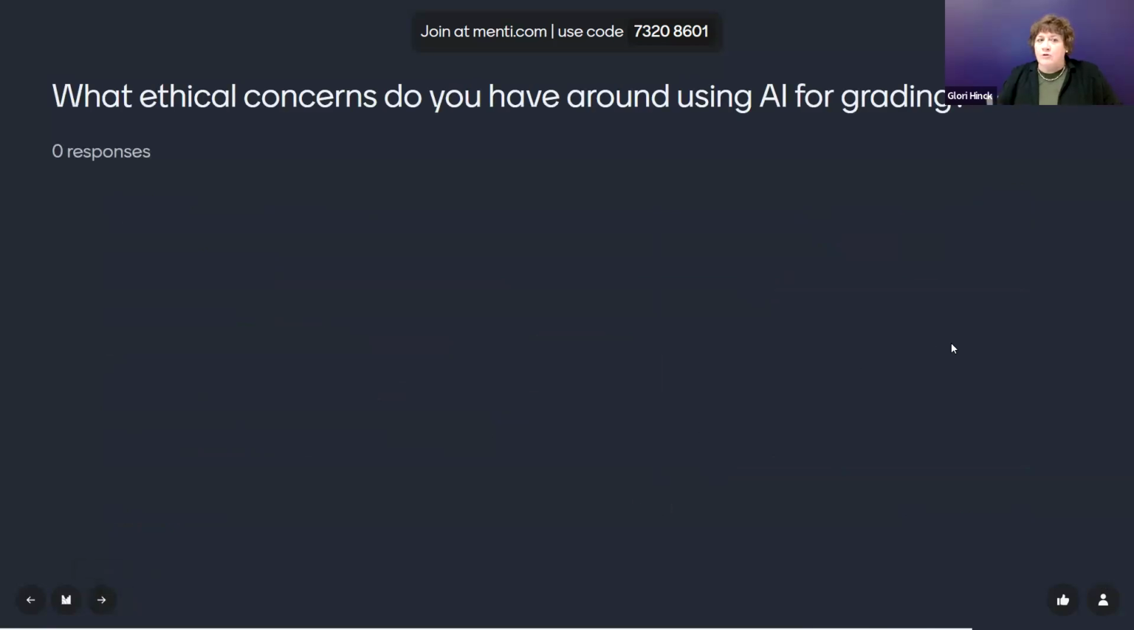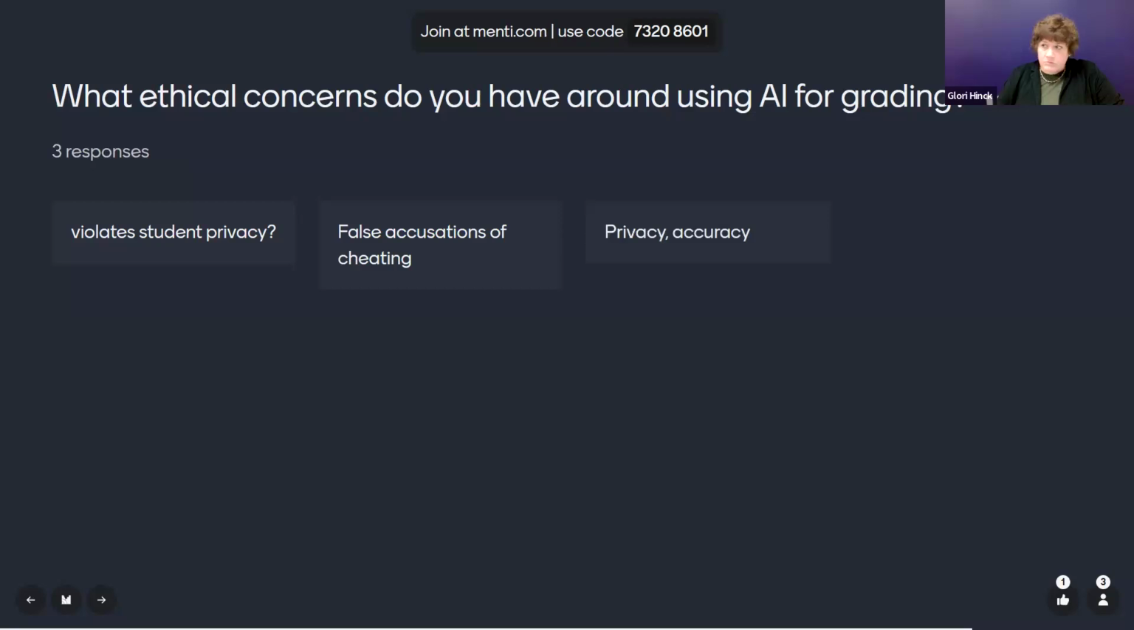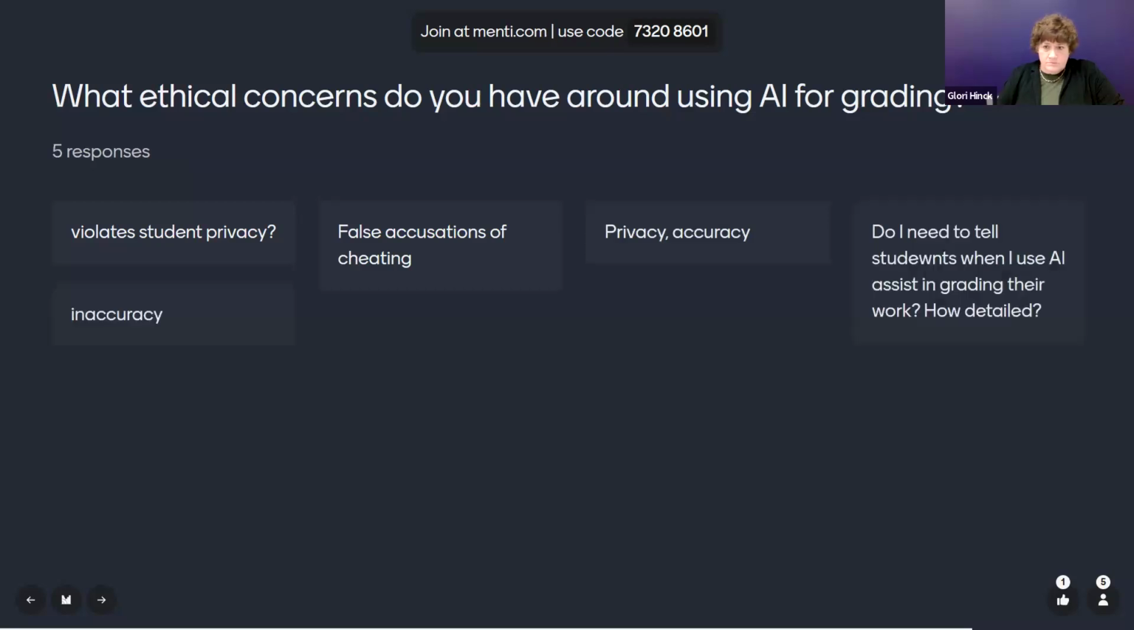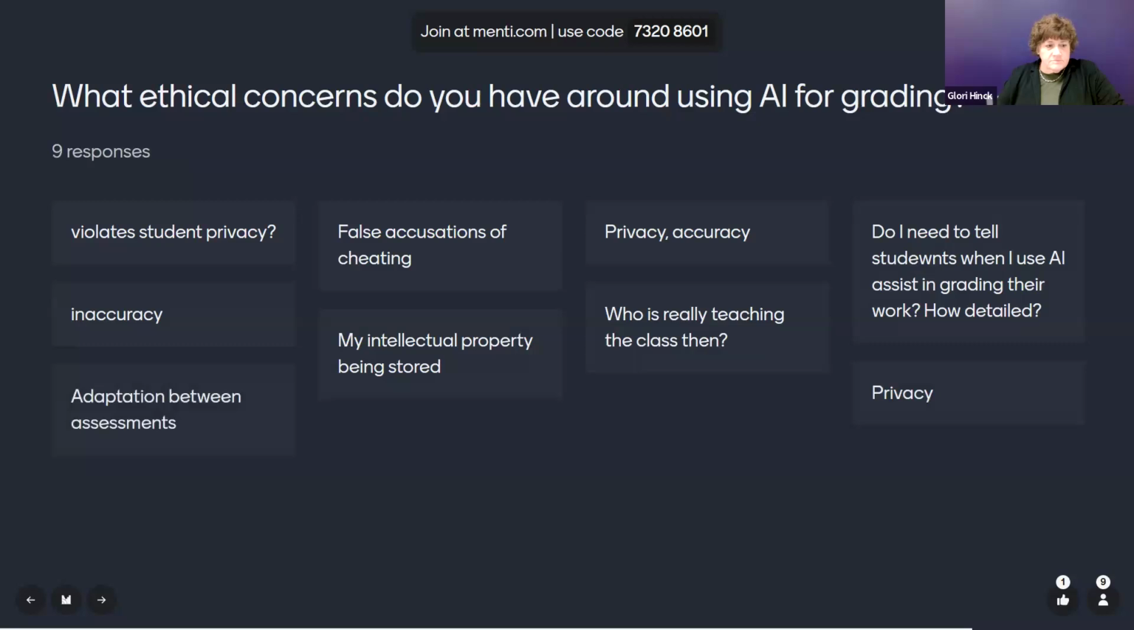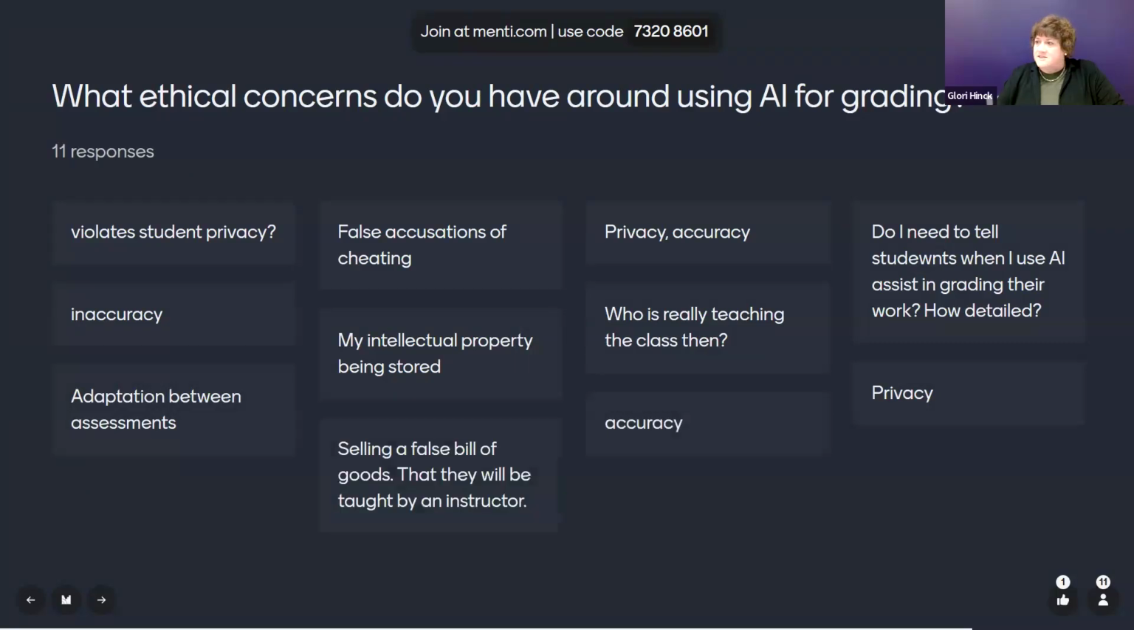And what specific ethical concerns do you have around using AI for grading? All right, all very valid concerns. We're going to touch on some of these today.